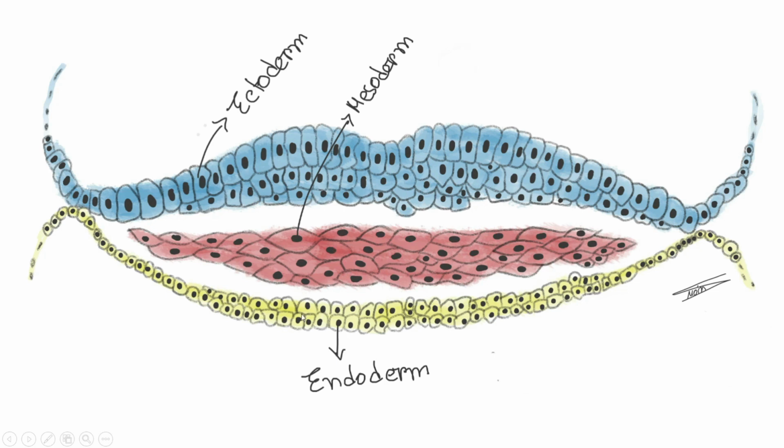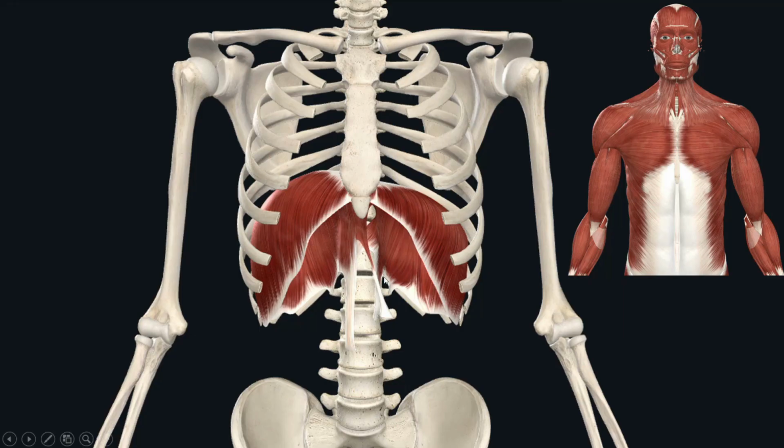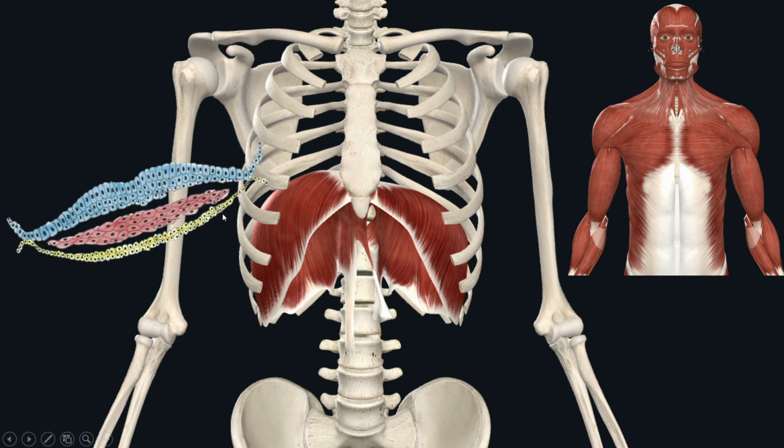Different layers give rise to different structures. The ectoderm gives rise to the outer lining epithelium of the skin. The endoderm gives rise to the inner lining epithelium of different organs. And the mesoderm gives rise to all types of muscles of the body, like the skeletal muscle or the smooth muscle, and also the blood vessels and connective tissues, of course. So, being a skeletal muscle, the diaphragm is also coming from the middle layer, that is the mesoderm.